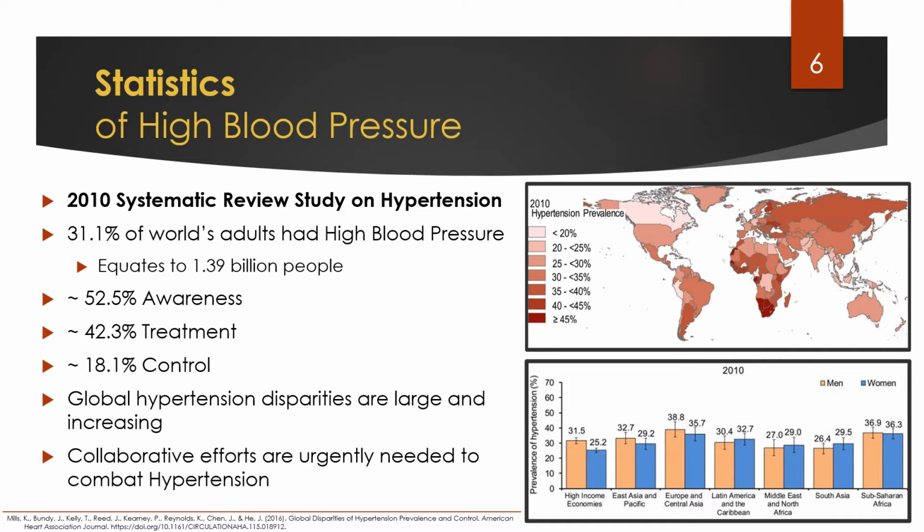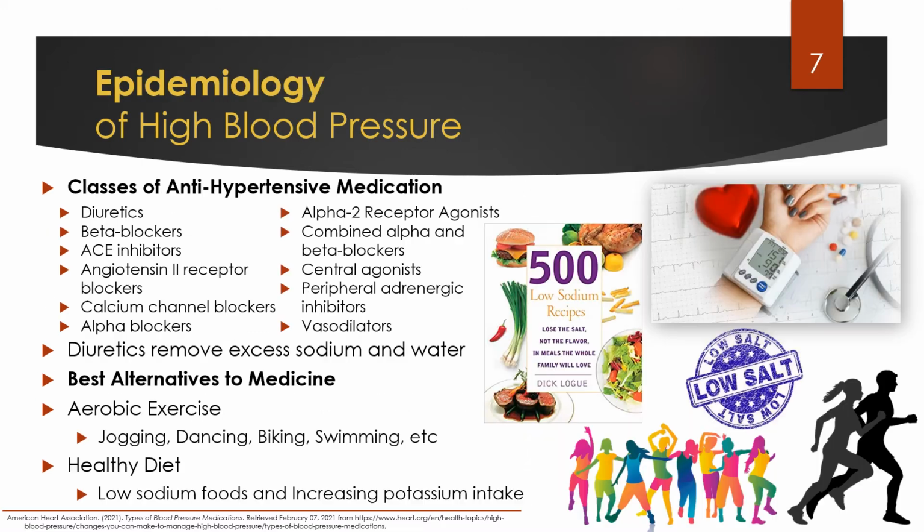The following depicted heat map provides a visual perspective of hypertension prevalence worldwide. This study further broke down the percentages into illustrated categories in the bar graph. Overall, the conclusion from systematic review studies states that global hypertension disparities are large and increasing. Collaborative efforts are urgently needed to combat the emerging hypertension burden.